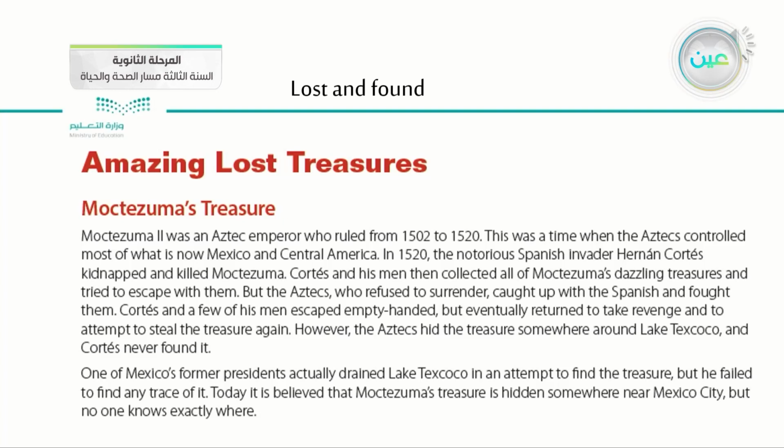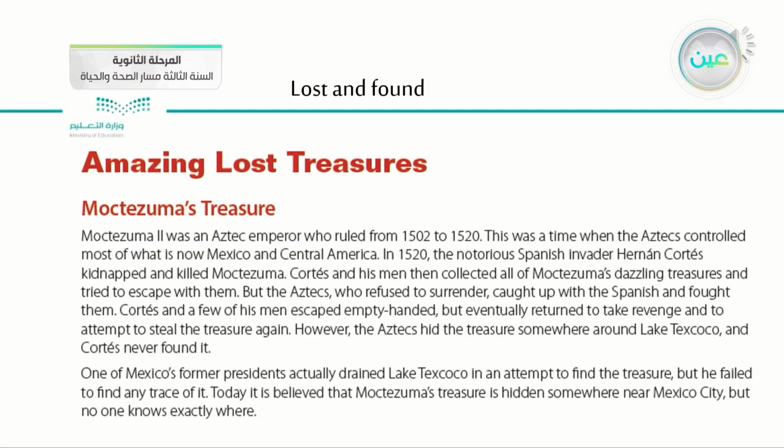Cortés and a few of his men escaped empty-handed, but eventually returned to take revenge and to attempt to steal the treasure again. However, the Aztecs hid the treasure somewhere around Lake Texcoco, and Cortés never found it. One of Mexico's former presidents actually drained Lake Texcoco in an attempt to find the treasure, but he failed to find any trace of it. Today it is believed that Moctezuma's treasure is hidden somewhere near Mexico City, but no one knows exactly where.